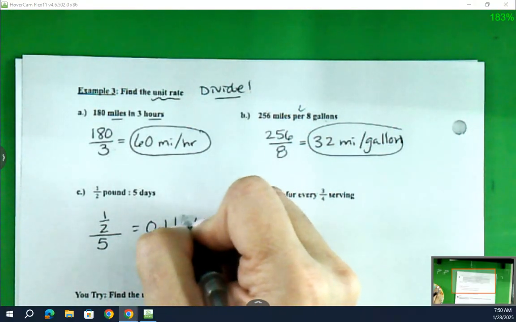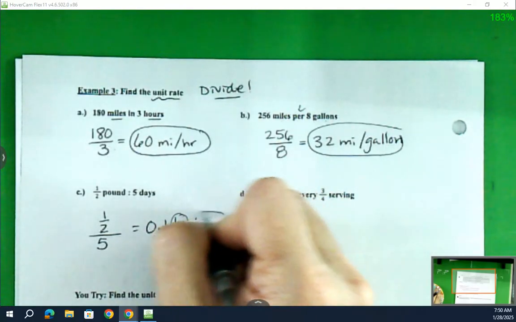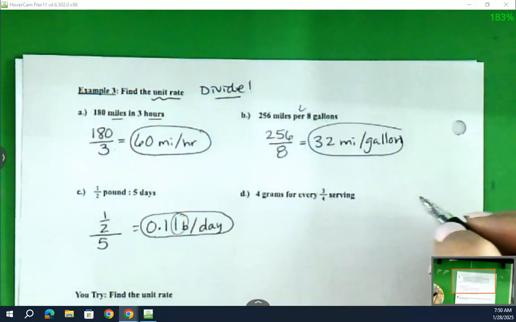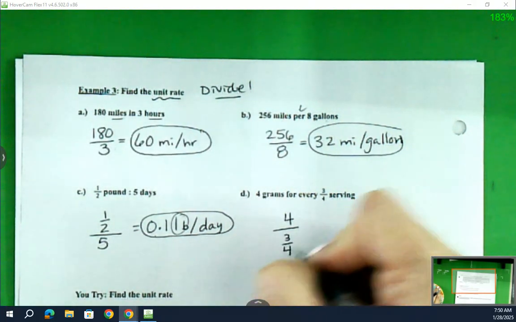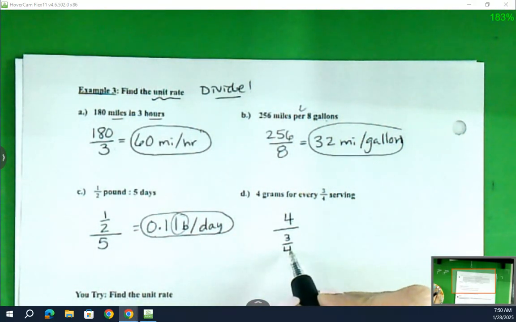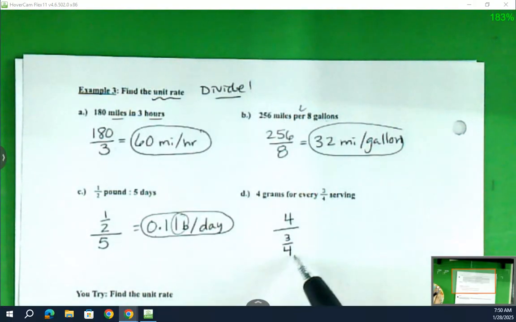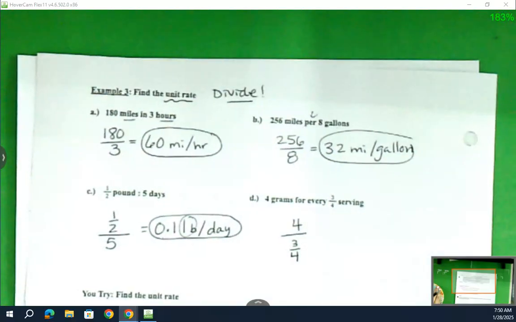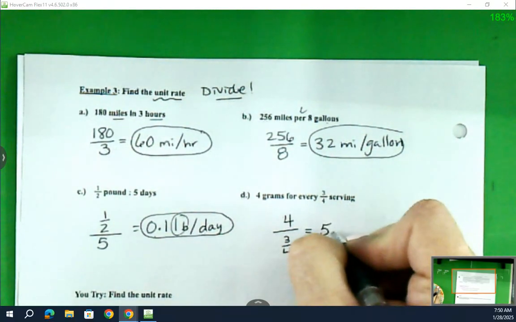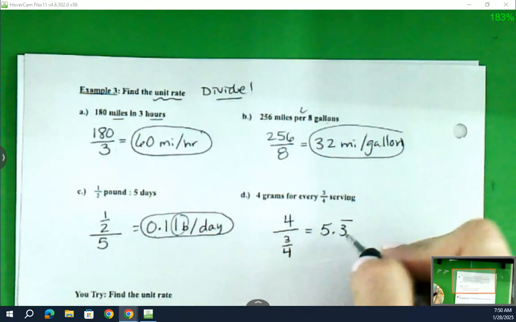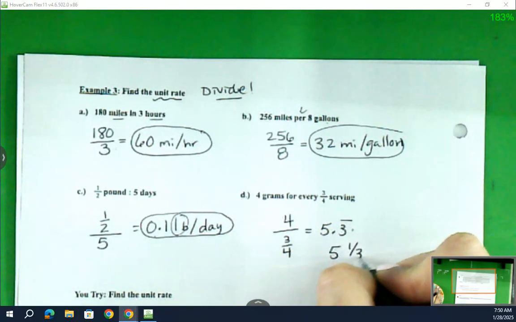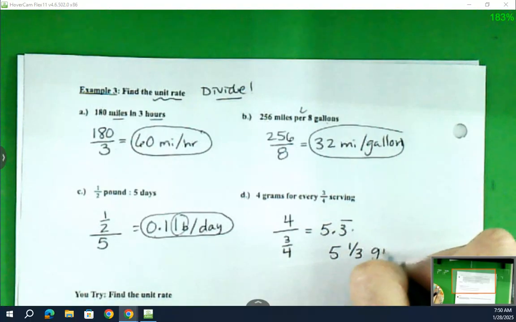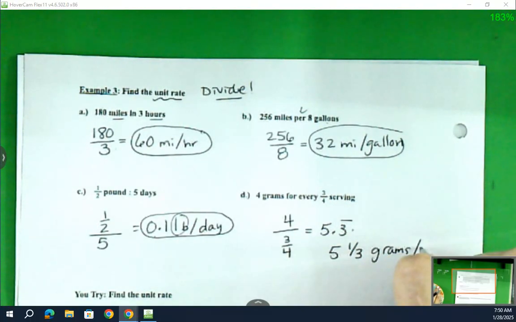Make sure your lb is separate from your decimal there. 4 grams for every 3/4 serving, so 4 divided by 3/4. Remember, if you're going to use a fraction with your calculator, you're going to do alpha y equals. Otherwise, you're doing 4 times the flip of that. And when you work that out with your calculator, you get 5.3 repeating, which means 5 1/3 grams per serving.